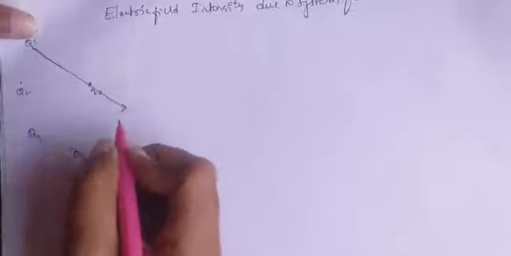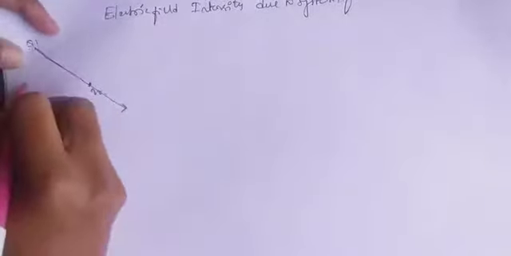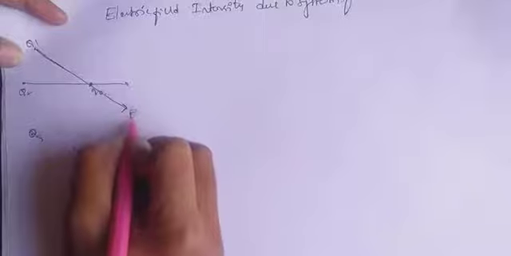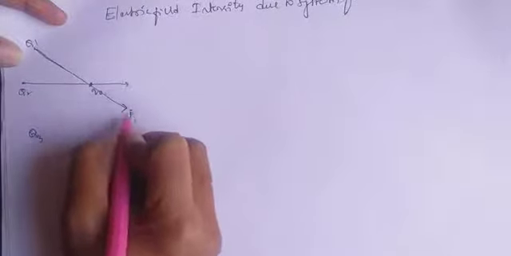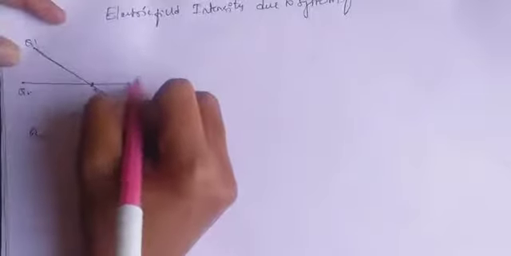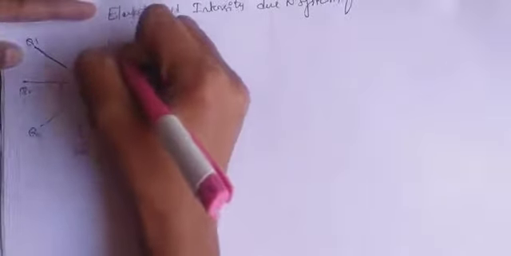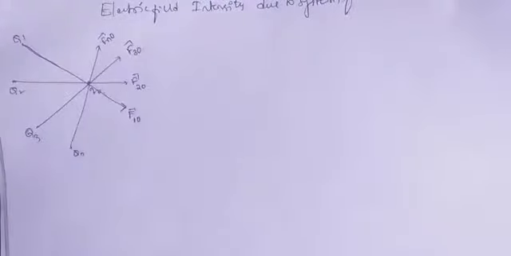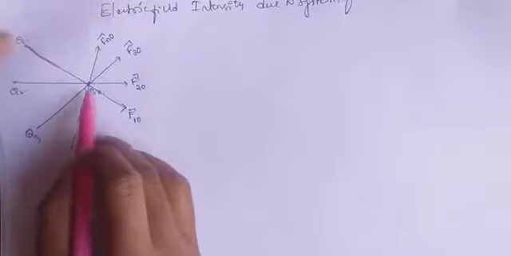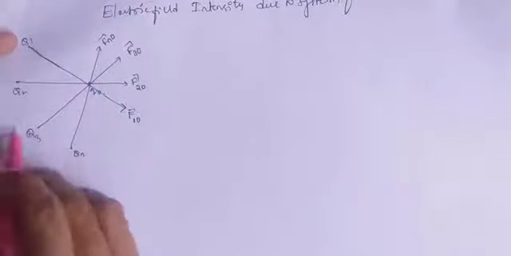This source charge applies a force on the test charge in this direction, and this one applies a force in this direction. This is the force due to source charge Q1 on the test charge, and this is the force due to the second source charge on the test charge. This force is due to the third charge, and this force is due to the nth charge. These are the forces acting on the test charge due to the number of source charges.